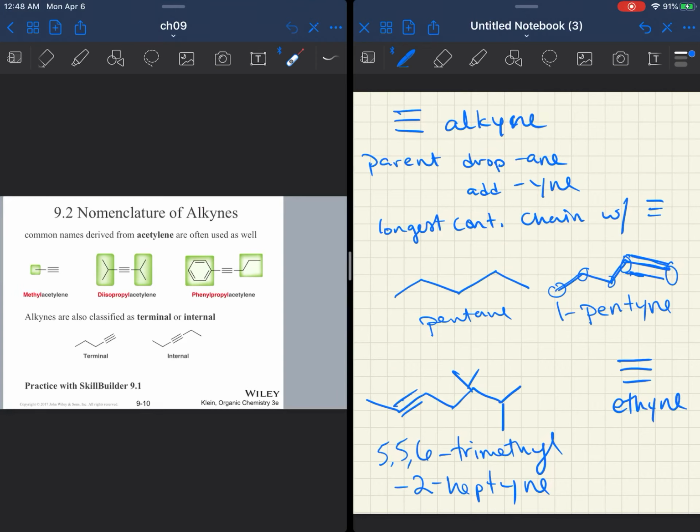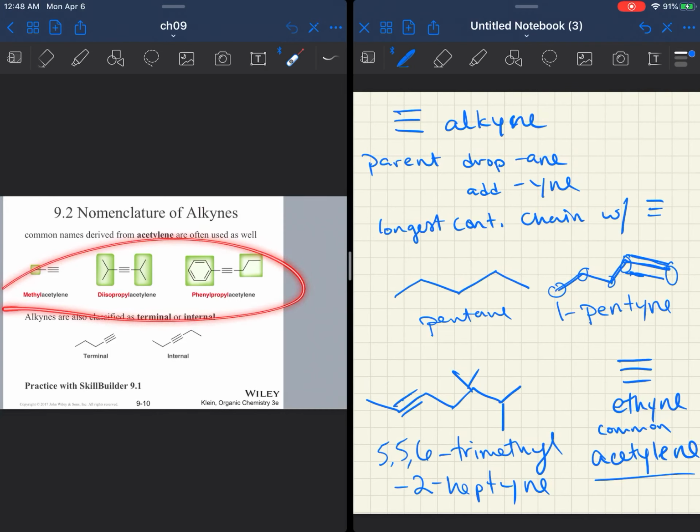All right, now there's only one common name that I want you to know, and that is ethyne, right? This is the IUPAC name, but the common name is acetylene. You need to know that. Right, so acetylene is the common name for ethyne. These are also common names, but they're all based on acetylene. So as long as you know acetylene, you might be able to deduce what these are.